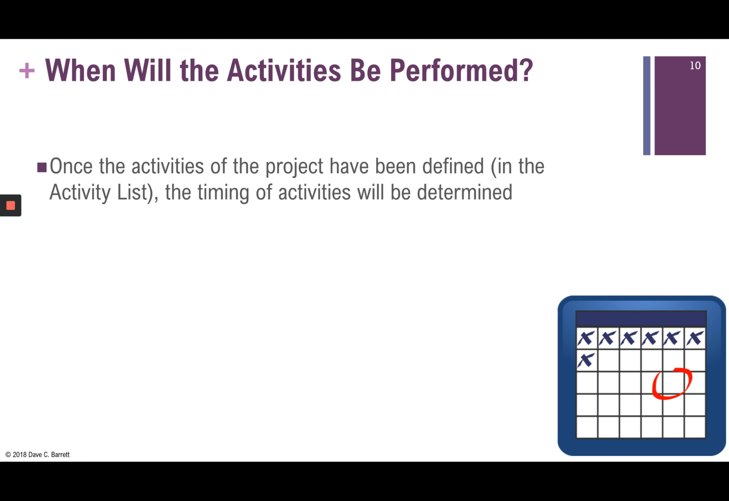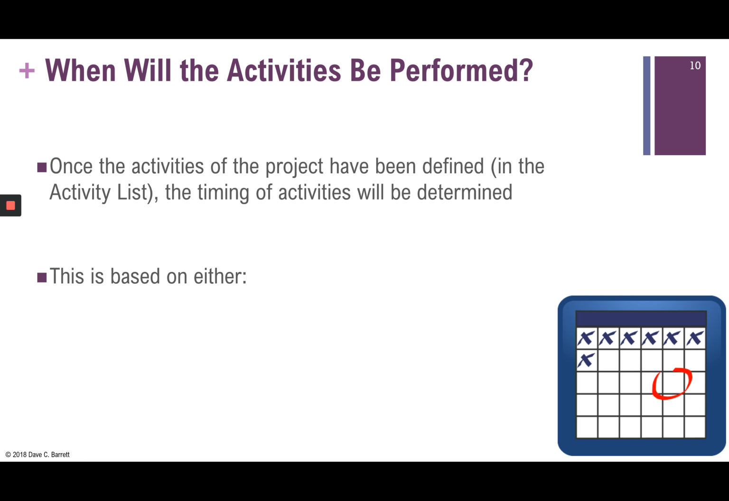So once the activities of the project have been defined in the activity list, the timings of each activity need to be determined, because you'll have noticed on that previous slide, there was nothing in the activity list that said, well, when will they be done? Which will be done first, second, third? On what dates should they be done? The activity list is silent about that, so we need to go further.